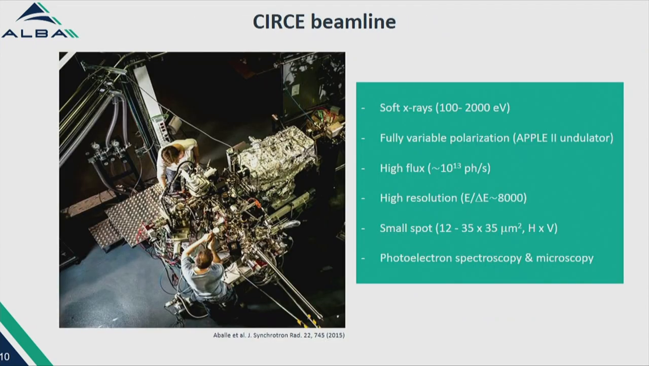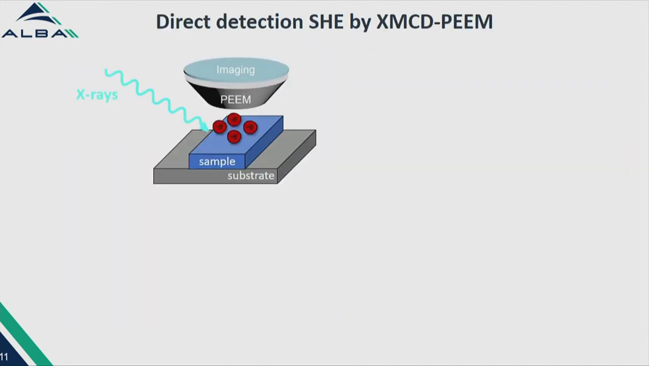All these experiments were done at the CIRCE beamline at the ALBA synchrotron, close to Barcelona. It's the Spanish synchrotron light facility. This is a beamline with an X-ray photoemission microscope and soft X-rays, fully variable polarization, high flux and resolution, and a microspot, which we need anyway to have a high photon density for these photon-hungry experiments.